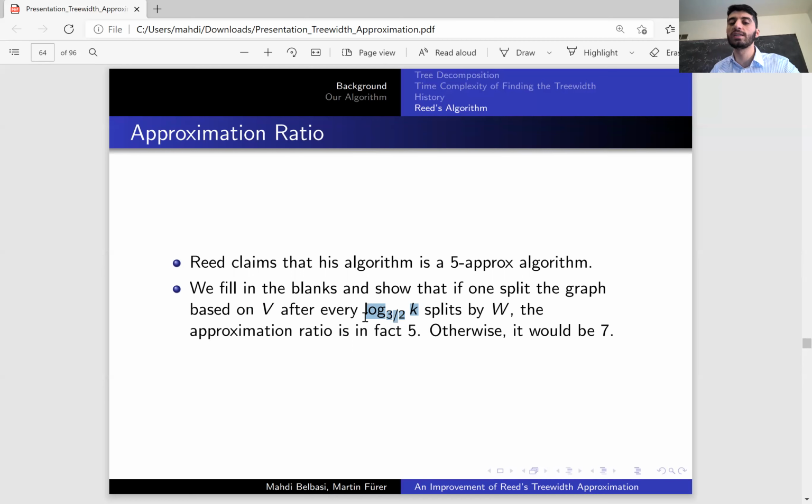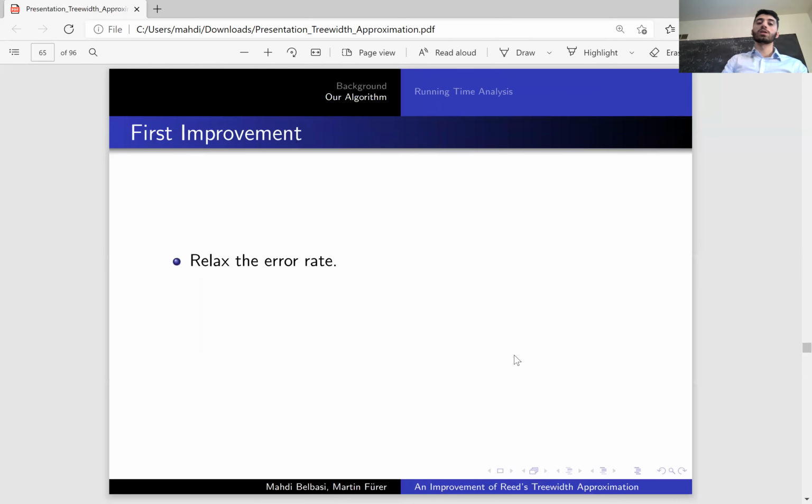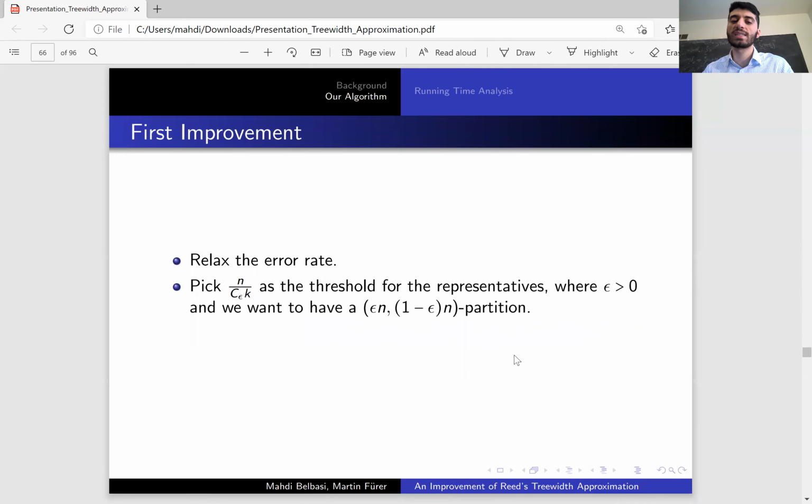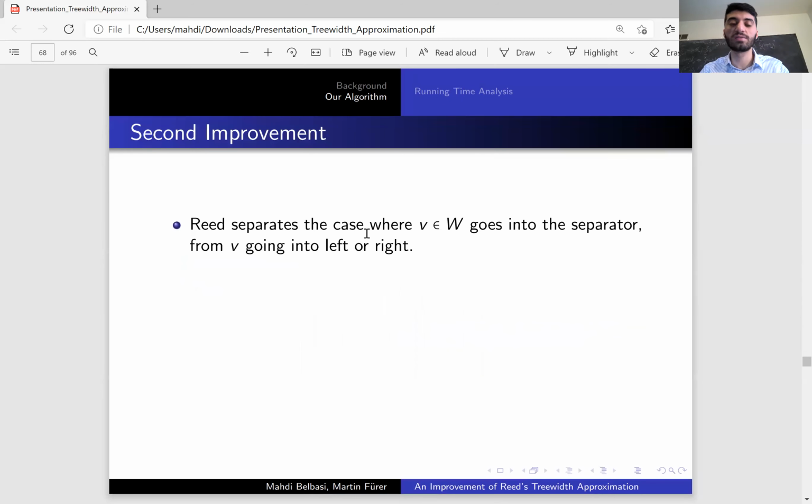You do log k splits by weight and then one split by volume, and then you get 5. Otherwise, you get 7. So our improvements, we have 3 main improvements. The first one is relaxed error rate. Instead of 24 and going to 3/4, we are willing to go all the way to 1 minus epsilon. So let n over c epsilon k, c epsilon be the constant factor that we have there.